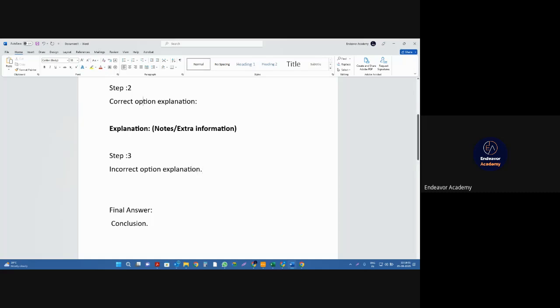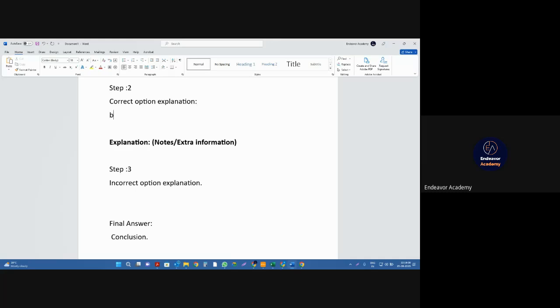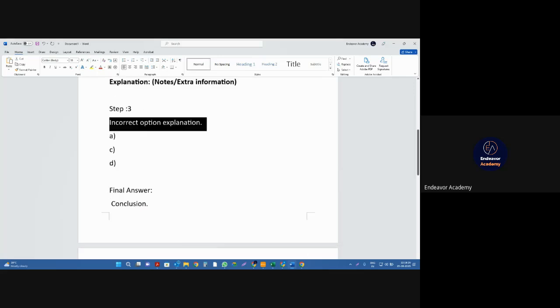Correct option explanation means there are 4 options A, B, C, D. Now let's say option B is correct. So I will provide the explanation for option B. But along with this correct option, I have to explain all the incorrect options also, the A, C, and D options. I also have to explain why these are incorrect.